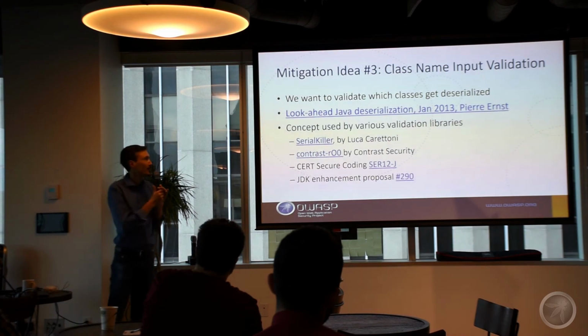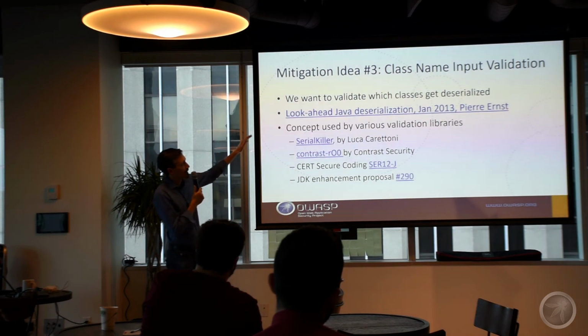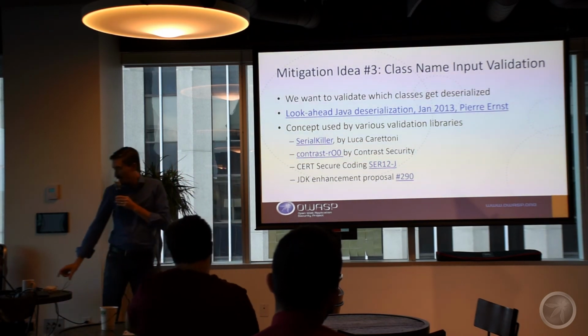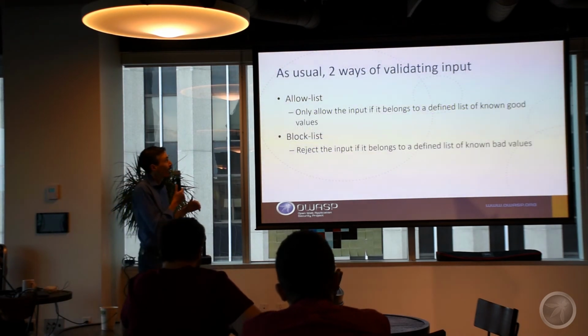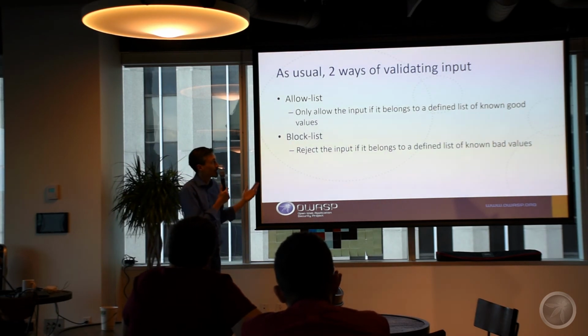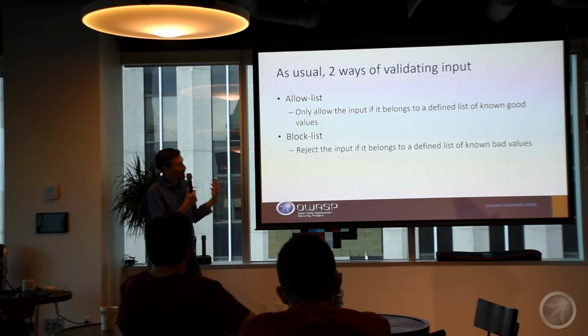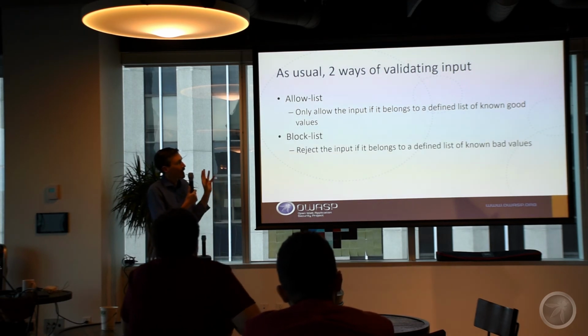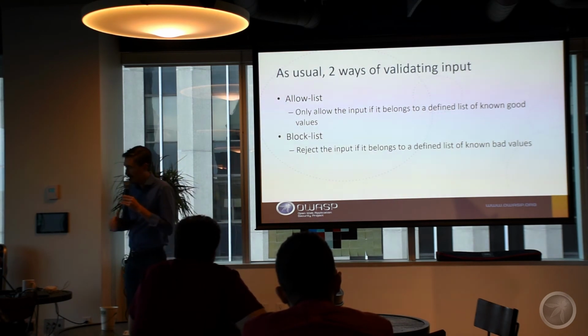And then we came to this idea number 3, which is the input validation of the name of the class. So this is what I did when I was working at IBM at the time. And since then, it's been used by various tools and also secure coding best practices. And it's a very simple idea. As anybody who has ever done input validation, you have 2 ways of looking at it, right? Allow list and block list. Are you guys familiar with this? Yeah. So either you specifically define a finite set of what you're expecting and you just disregard everything else, or you block specific known values that you know are bad.